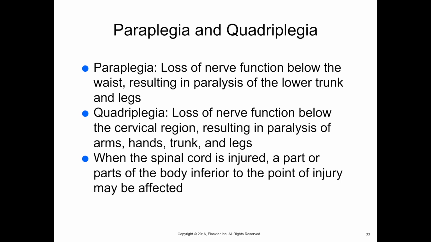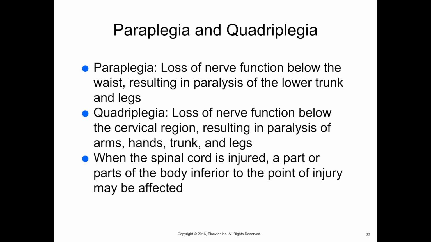Quadriplegia is associated with injury to the spinal cord, but it's going to be above or within that brachial plexus region, because you have motor function all the way to your hands between C5 and T1. And in fact, your hands are primarily C7 through T1 when you think about the general spinal levels.